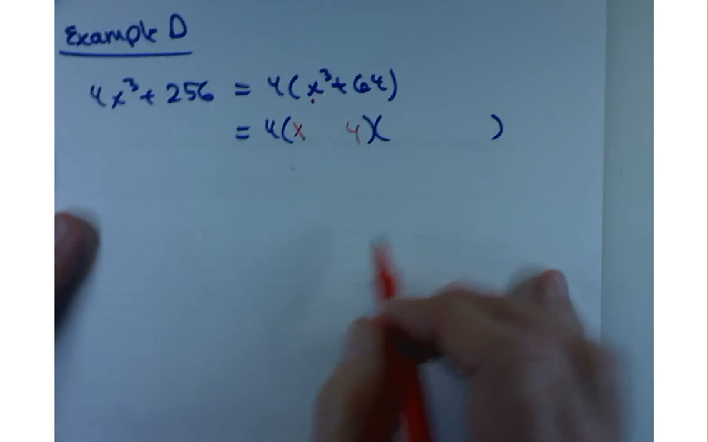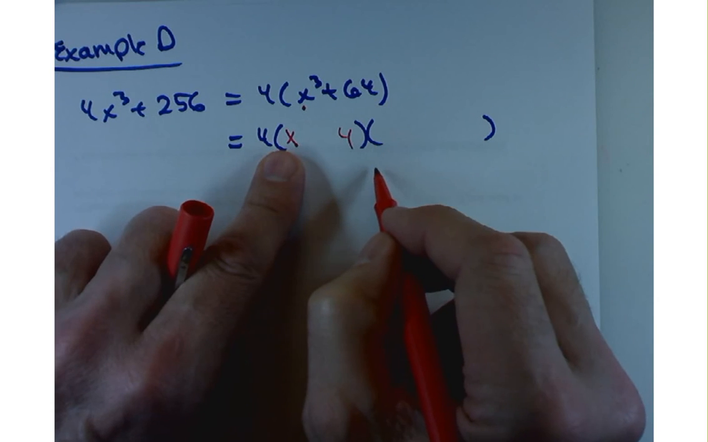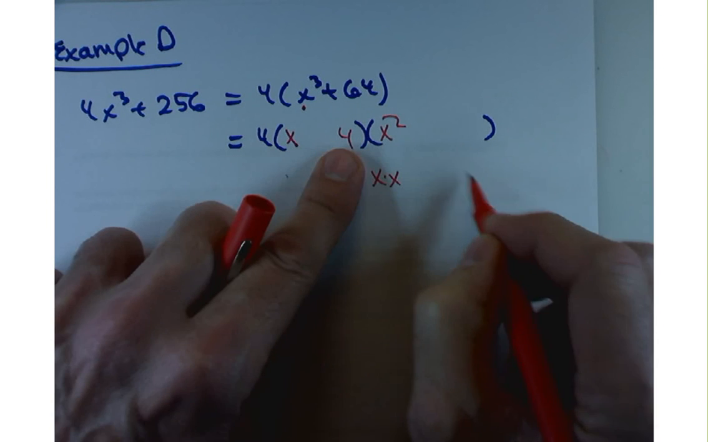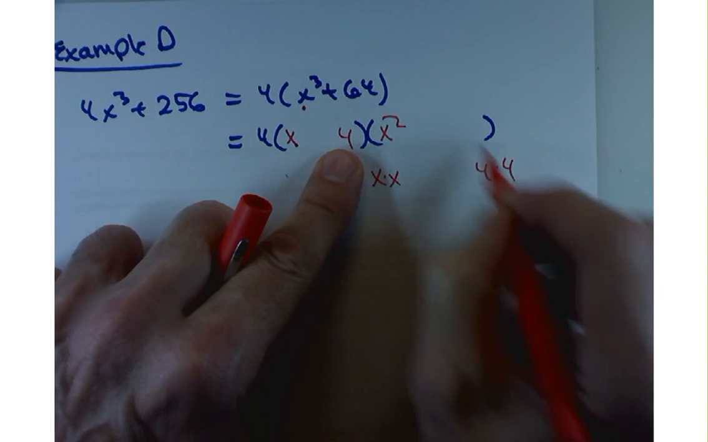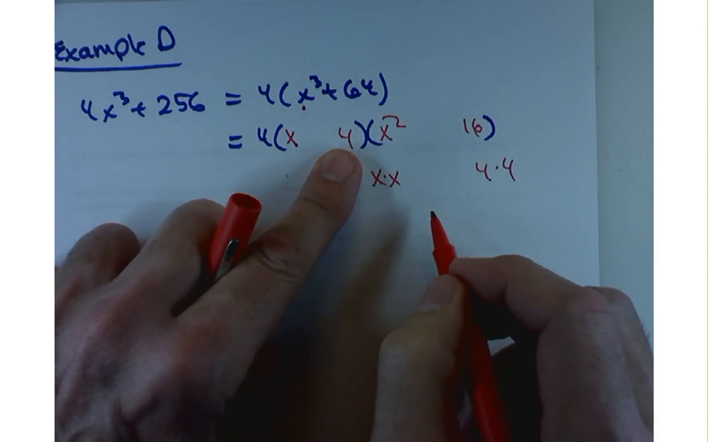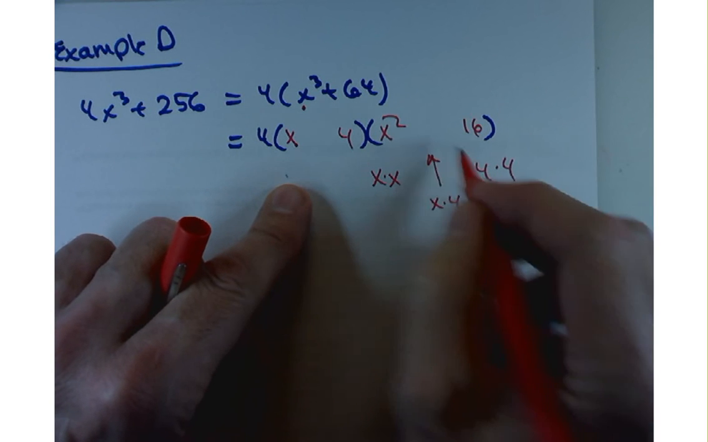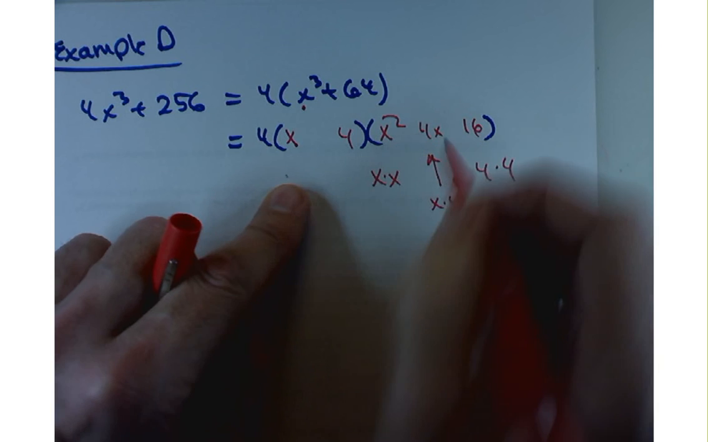Then you're going to take and say, all right, let's take the x and multiply it by itself. That gives me the x squared. 4 times itself gives me 16. And then x times 4, I'll write it as 4x. That gives me my middle term.